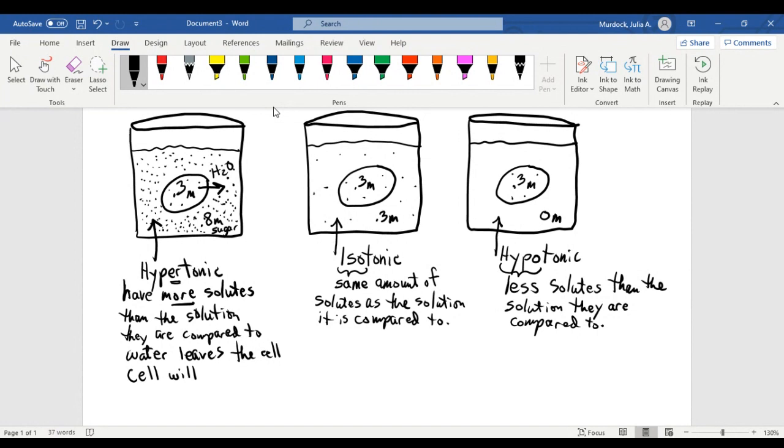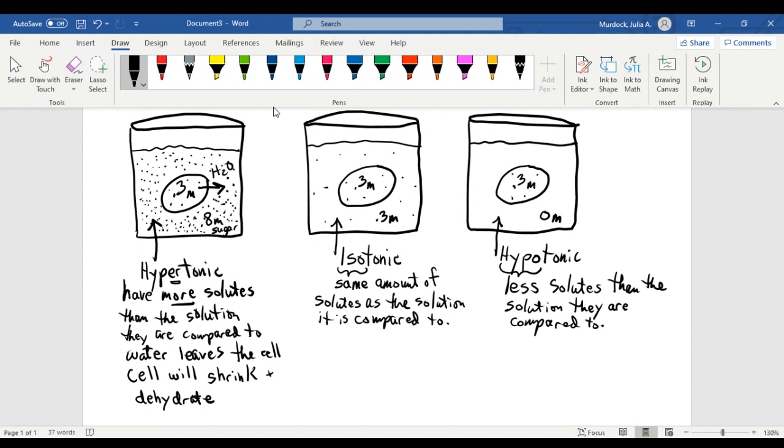Shrinking. Yes, shrinking. Dehydrating. Dehydrating, beautiful. Both of those words are good. The cell will shrink and dehydrate because water is leaving it. That's bad news for living cells. Cells do not like to lose water. Hypertonic solutions can kill cells. One of the reasons why you have to have some special adaptations to live in water that's really, really salty.